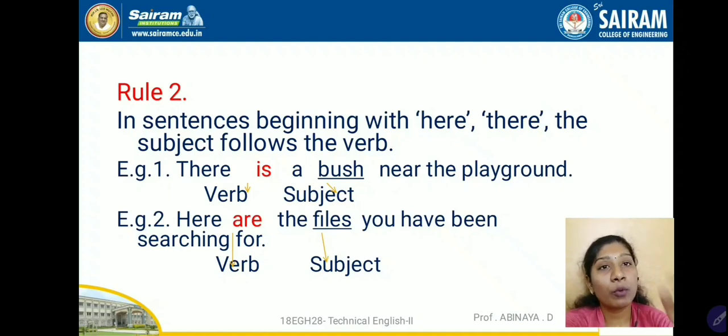If it is bushes, plural, go for plural. For example, there is a bush near the playground. That is the right sentence. There are bushes near the playground. Why are we using are? Because we are talking about bushes. Bushes are near the playground. Right. Go for the next statement.